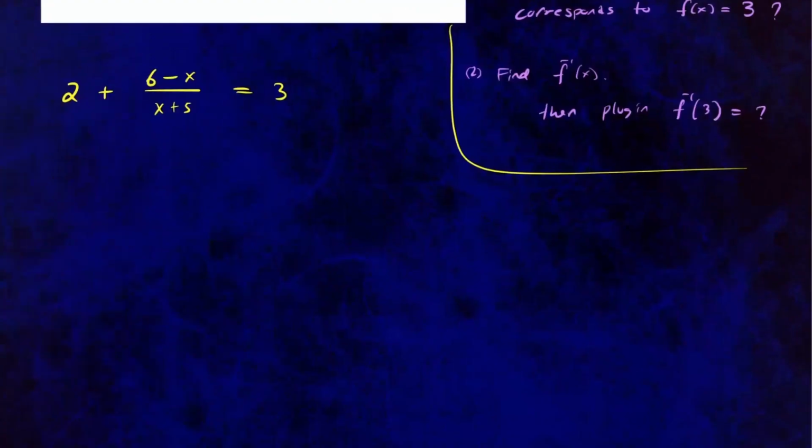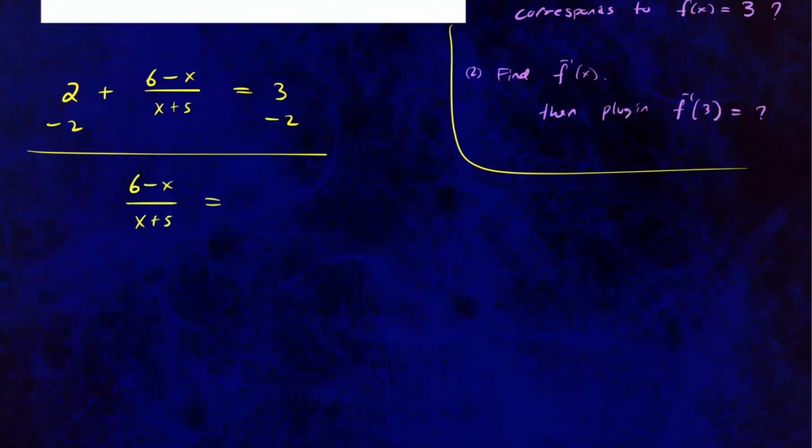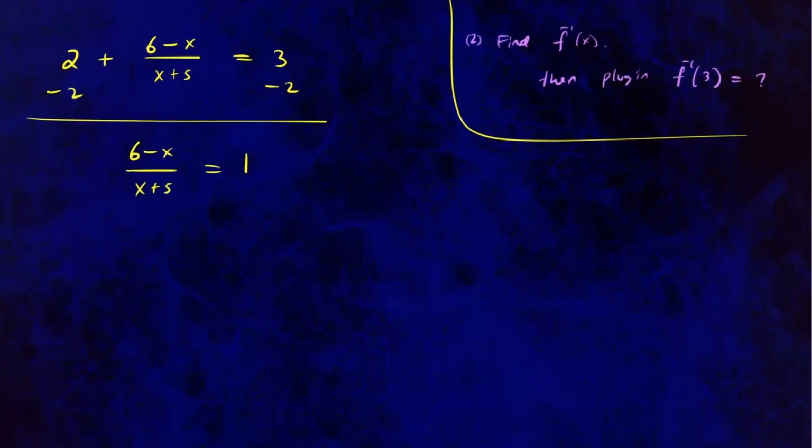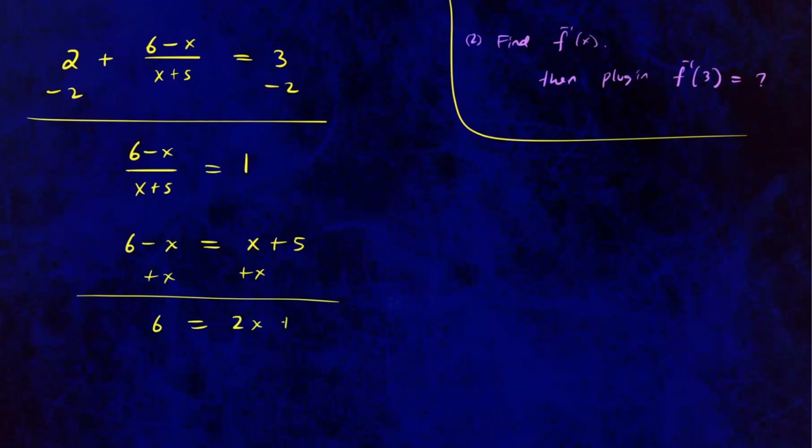So I'm going to subtract 2 on both sides. That leaves me with (6 minus x) over (x plus 5) equal to 1. And I multiply both sides by x plus 5. So that gives me 6 minus x is equal to x plus 5. And we start isolating for x. So I'm going to add x on both sides. That leaves me with 6 is equal to 2x plus 5.